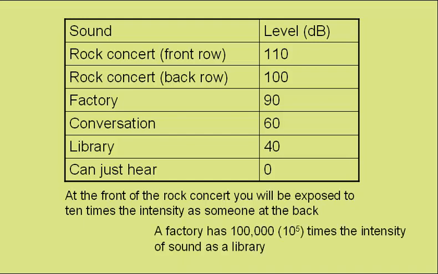A factory has 100,000 times, which is 10 to the power 5 times, the intensity of the sound of a library, as a factory is at 90 decibels, which is 50 decibels, or 5 lots of 10 times the intensity, above a library at 40 decibels.